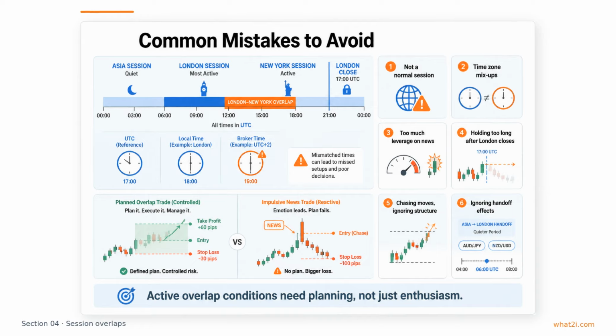Holding trades too long after London closes is also risky, since the character of the market often changes once one major center leaves. Some traders also chase moves without paying attention to structure or handoff effects between sessions. The best way to use overlaps well is to treat them as high opportunity periods that demand high preparation.